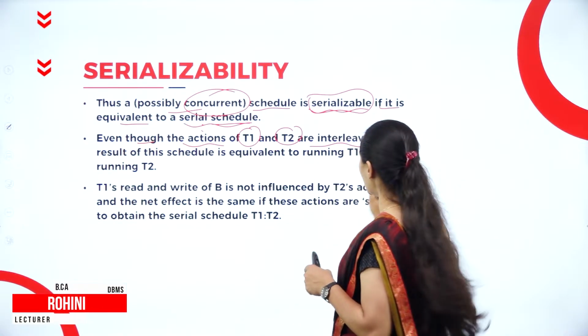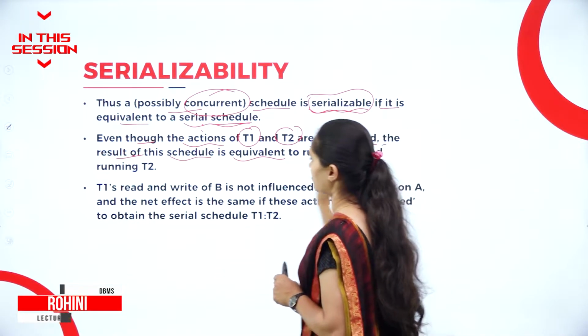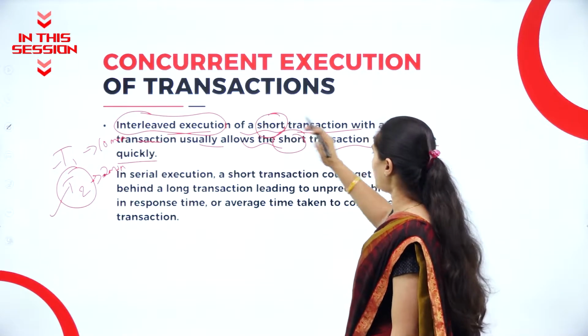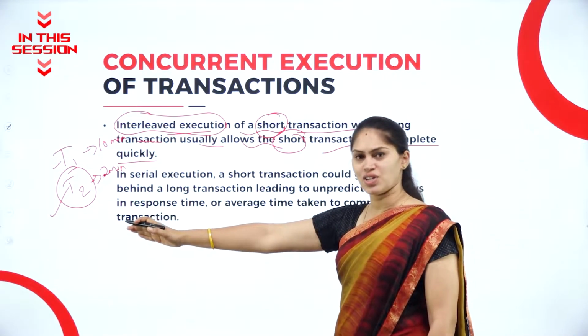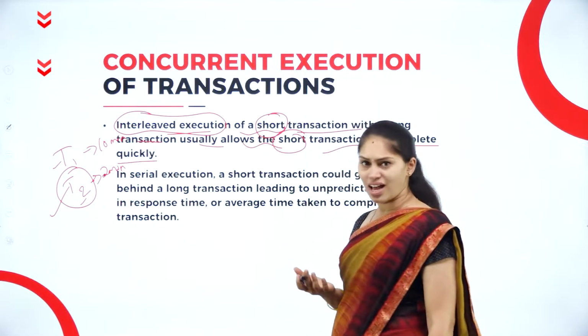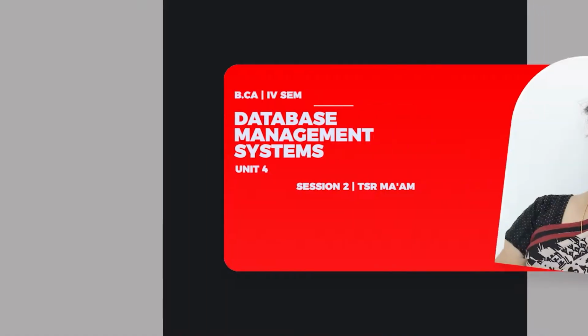That means we are mixing it. The result of this schedule is equivalent to the running of T1 as well as running of T2. So when we are interleaving a short transaction with a long transaction, there is a chance of the short transaction executing in a quicker manner than the long transaction.